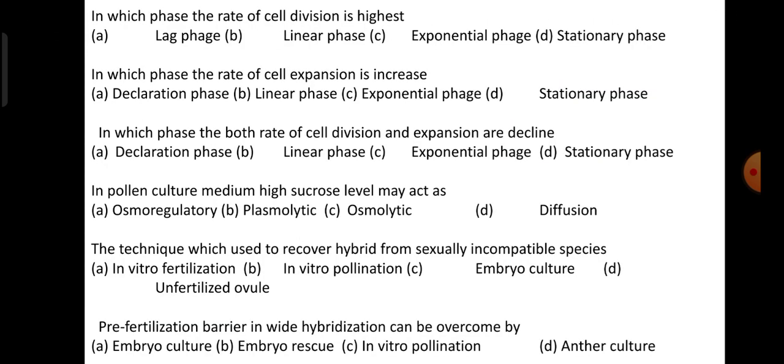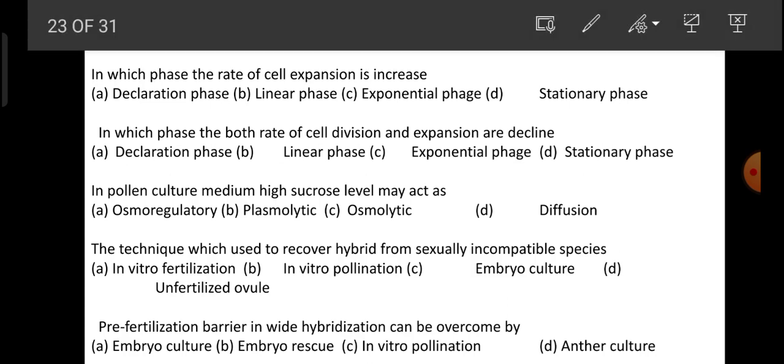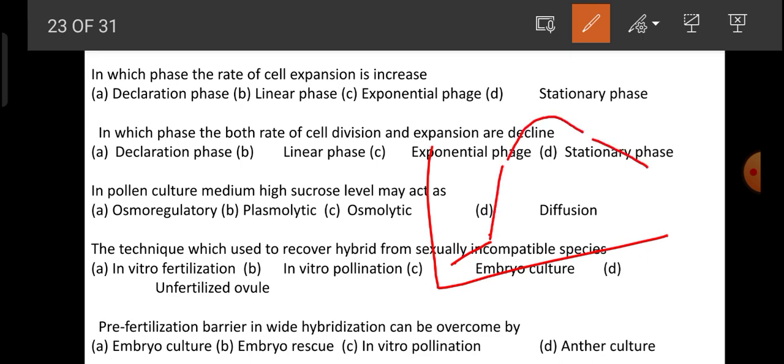Next, in which phase is the rate of cell division highest? As I have already given you the growth curve in tissue culture: first lag phase, then log phase, then exponential phase, and decline or death phase. So during the exponential phase, the cell expansion takes place. Next question, in which phase are both the rate of cell division and expansion in decline? Decline means it is the linear phase or death phase. This is the linear phase.